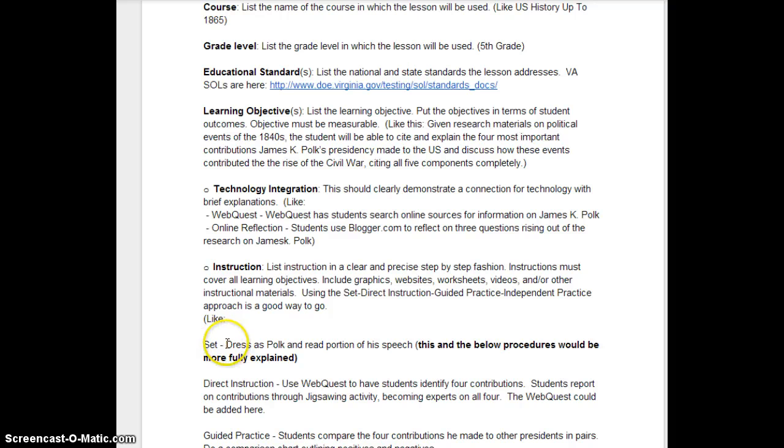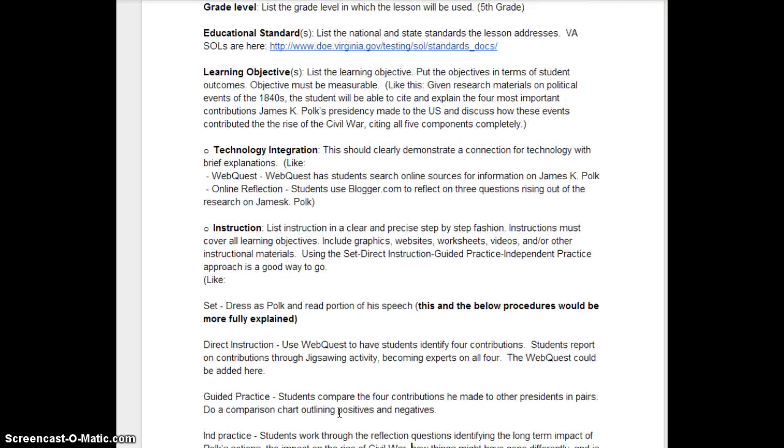So the set, and I would explain this more. This just gives you an idea. So this is very brief. This is not long enough, but you need to write it long enough that I understand what you're saying. So, addresses Polk and a portion of the speech. Well, I would also expect to see a link to the speech or which part of the speech. Is there going to be discussion on the speech? What kinds of things are you going to say? I mean, it's an inauguration speech, is what it is.